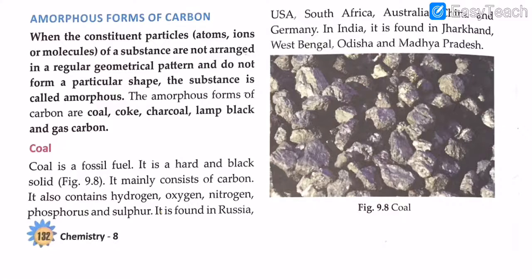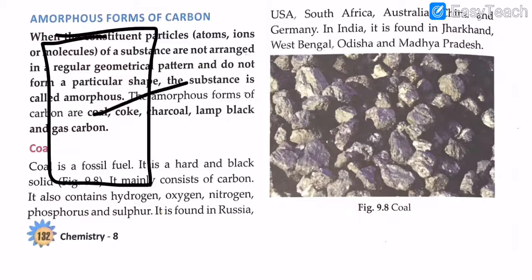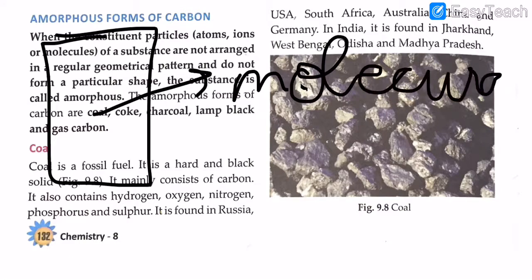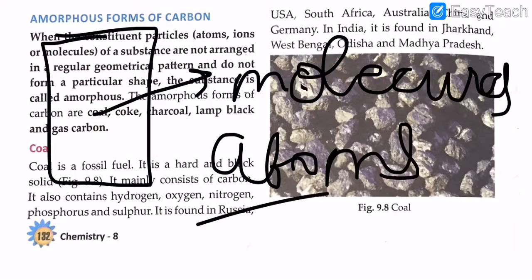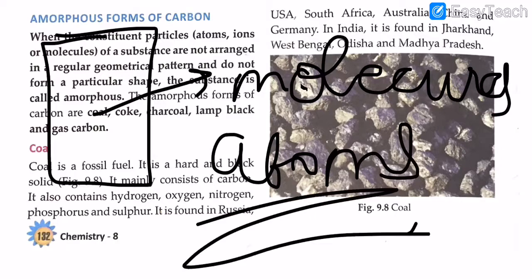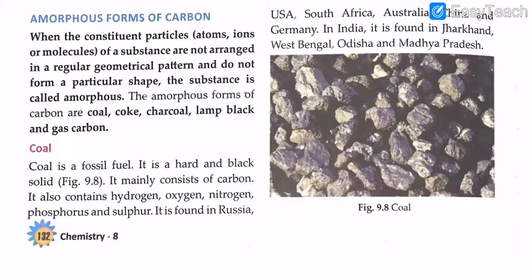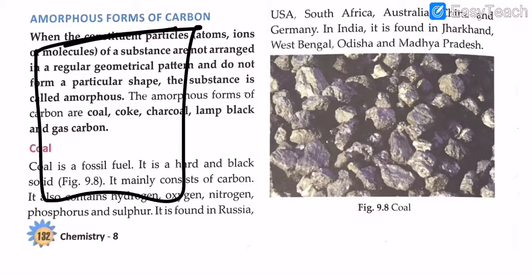So when they constitute particles, atoms, ions or molecules. So in a shape or in a substance for that matter, molecules can be present. Under that, it can be ions if it's a radical. There can be atoms. There can be any such thing, right? So if the constituent particles, be it atoms, ions or molecules of a substance, are not arranged in a regular geometric pattern. Regular geometric as in it's not present in a shape that we know.